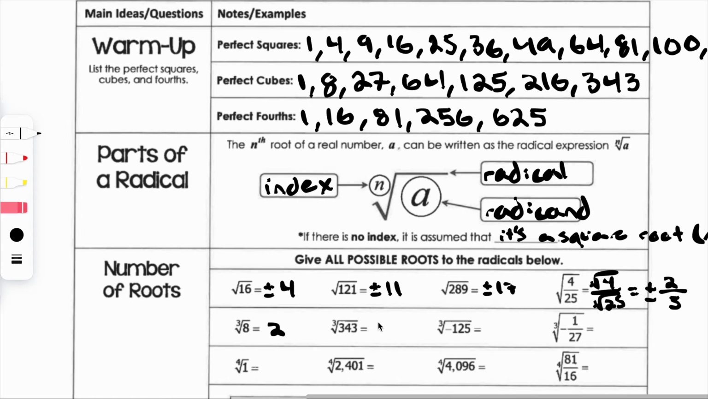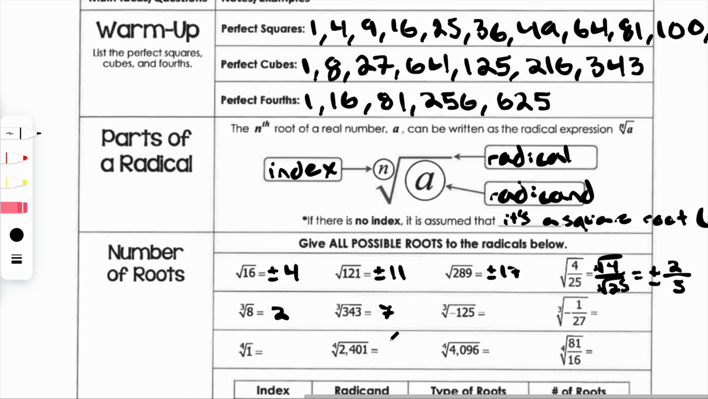Now, one second, I'm going to do one more, then I'm going to make an important note. Or, you know what, I'll just make the note right now. Up here, I put plus or minus because, for example, we could do 4 times 4 is 16, and negative 4 times negative 4 is 16. However, with cube roots and any odd number roots, we can't do that plus or minus.